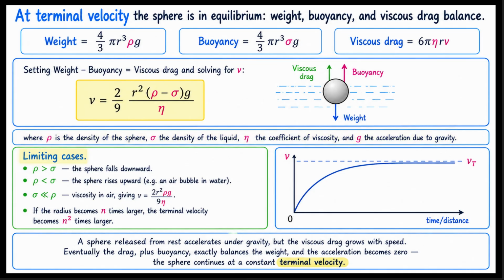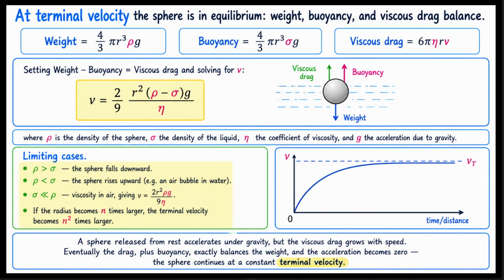The limiting cases are worth pausing on. If rho is greater than sigma, the sphere falls downward. If rho is less than sigma, the sphere rises upward. An air bubble in water is the familiar example. If sigma is much smaller than rho, we get v equals 2 r squared rho g over 9 eta, the limit relevant to a body falling through air. And one elegant scaling: if the radius becomes n times larger, the terminal velocity becomes n squared times larger.